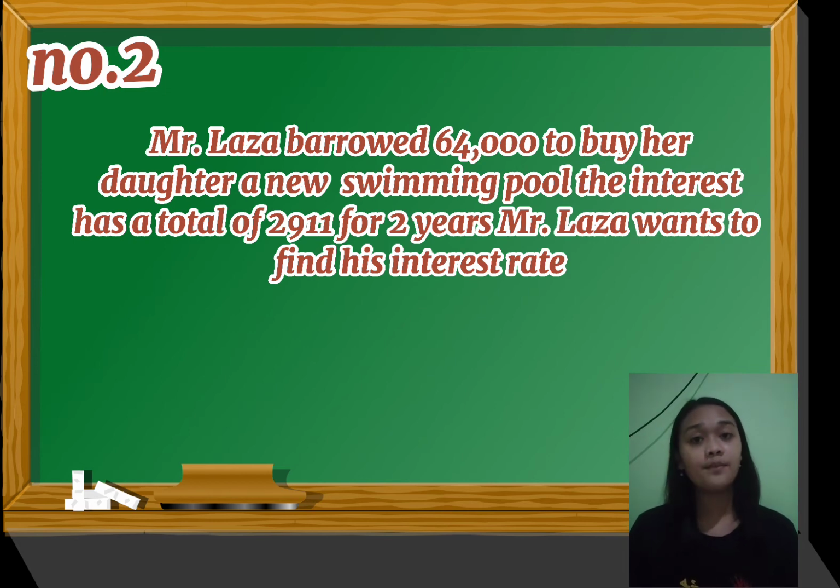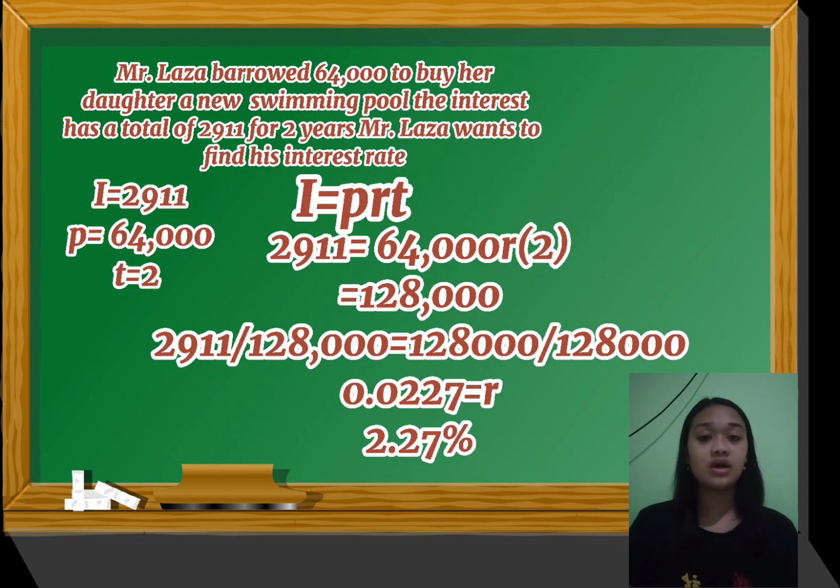The second example, or the second problem. Mr. Lasa borrowed 64,000 to buy his daughter a new swimming pool. The interest has a total of 2,911 for 2 years. Mr. Lasa wants to find his interest rate. Now we need to arrange the information. Our I is 2,911. P is 64,000. T is 2 years. So in this problem, we need to find the R, or the rate.